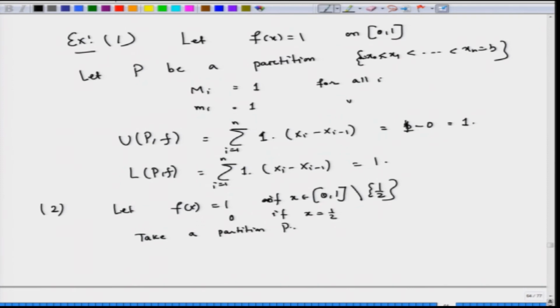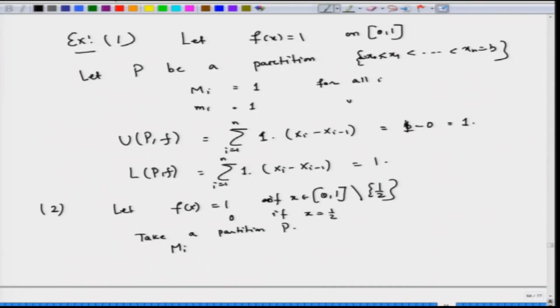So, in any particular partition, this half is going to remain in one of the subintervals, or at most the two adjacent subintervals. That is what is going to happen. Now, we need to calculate Mi. Wherever this half is does not matter, but there will be other points in that subinterval in which f of x is going to take the value 1. So, therefore, the maximum in that subinterval is going to be 1 always. So, this is equal to 1 for all i.